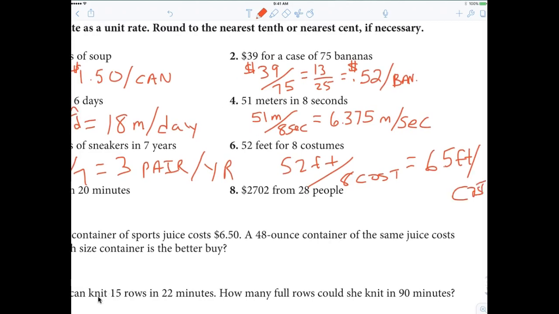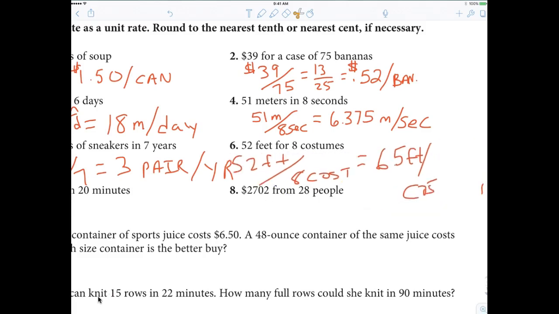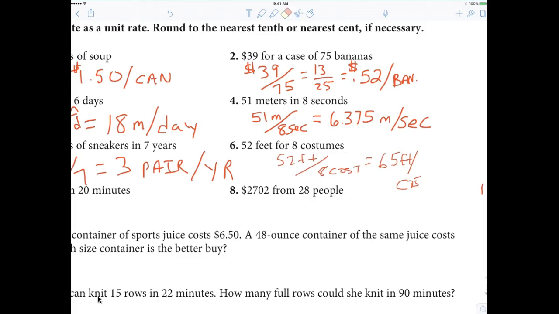Sorry about that. Let me go ahead and see if I can fix that real quick. Slide it over a little bit so we can see it, shrink it down. Let me erase it. Okay, so it's 6.5 feet approximately per costume.